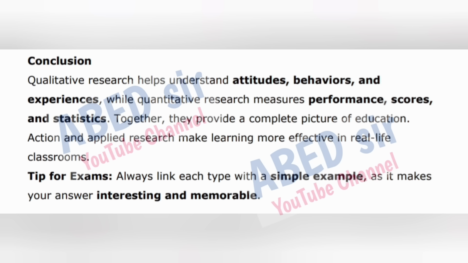Conclusion. Qualitative research helps understand attitudes, behaviors, and experiences, while quantitative research measures performance, scores, and statistics. Together, they provide a complete picture of education. Action and applied research make learning more effective in real-life classrooms. Tip for exams: always link each type with a simple example, as it makes your answer interesting and memorable.